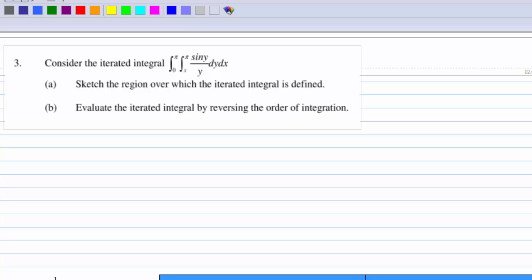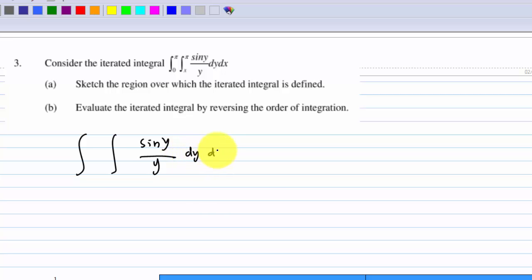This example will show you how to find the iterated integral of sine y over y dy dx, x from 0 to pi, y from x to pi. This is the integral sine y over y dy dx, x from 0 to pi, y from x to pi.